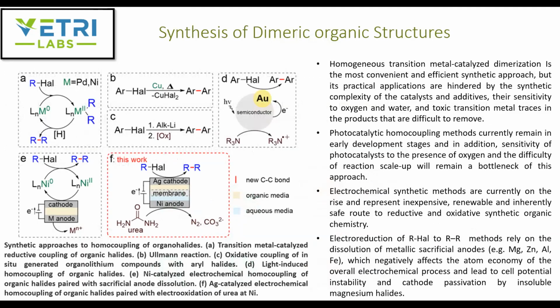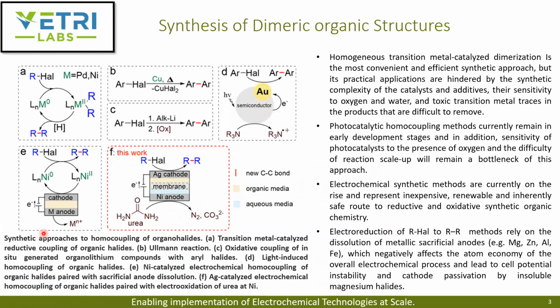So what are the methods available for synthesis of dimeric organic structures? Dimeric organic structures can be synthesized using transition metal catalyzed reductive coupling of organic halides or the Ullmann reaction, or using oxidative coupling of in situ generated organolithium compounds with aryl halides, or you can use a photocatalytic coupling, or you can use an electrocatalytic coupling reaction.